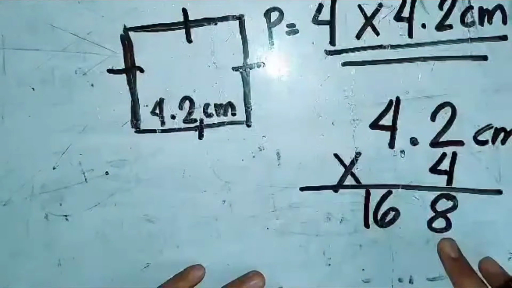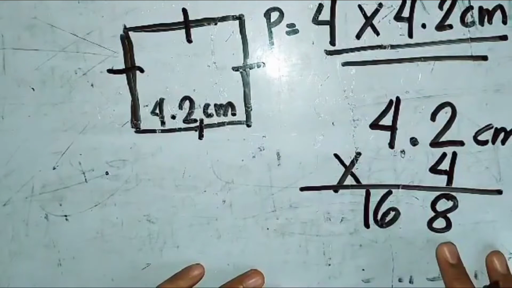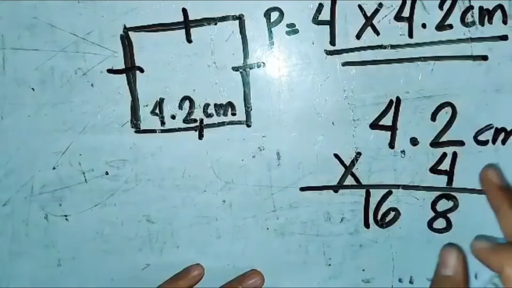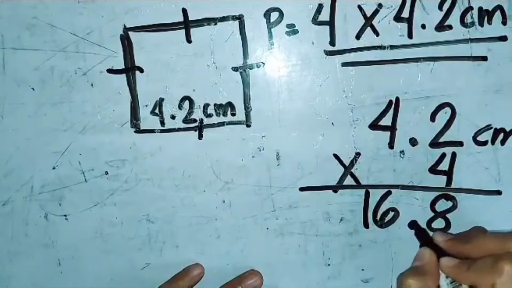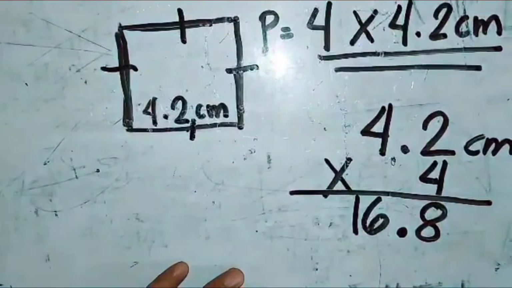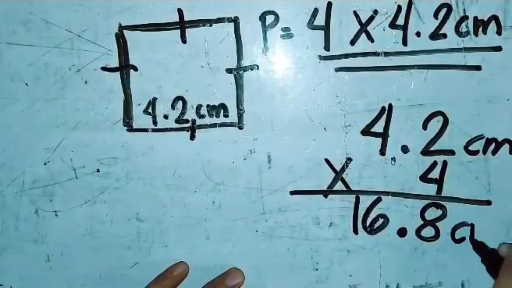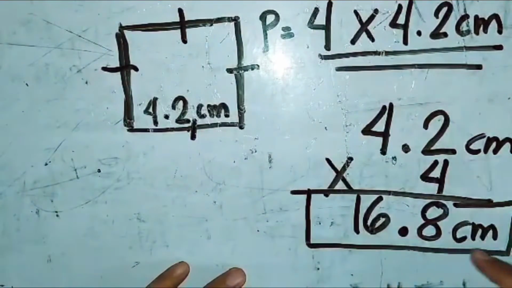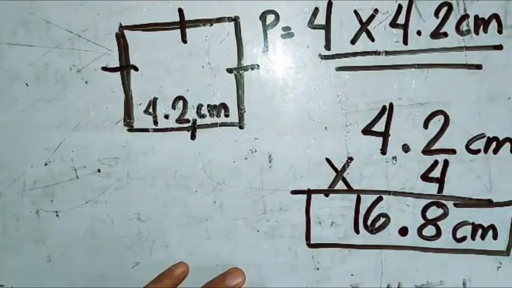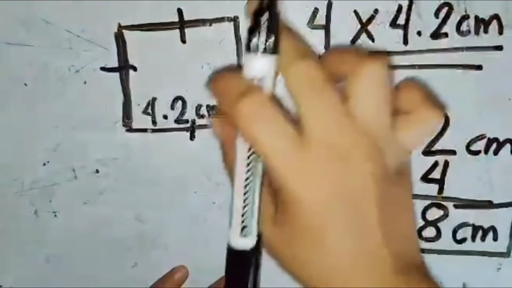Okay, starting from the last digit dito, kayo sa dulo magsisimula, ha? Bilang kayo ng isa, kasi isa lang ang decimal place natin. So, 1. Then, period. And if it is problem solving, huwag kayong makakalimot maglagay ng unit. So, the answer is 16.8 cm. That is how you multiply a decimal by a whole number.